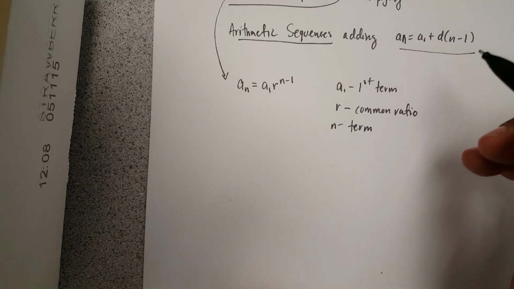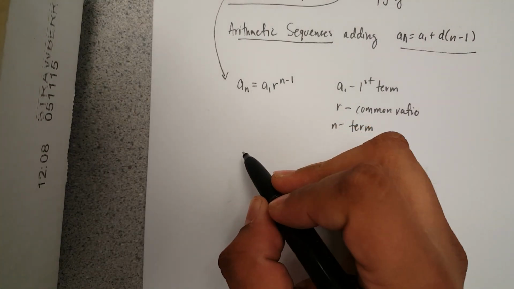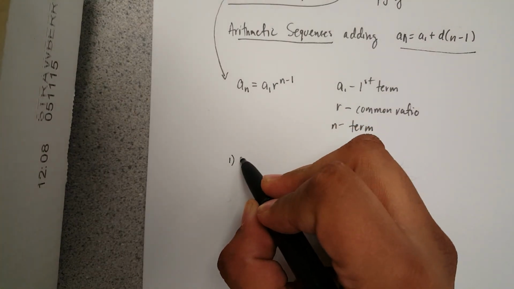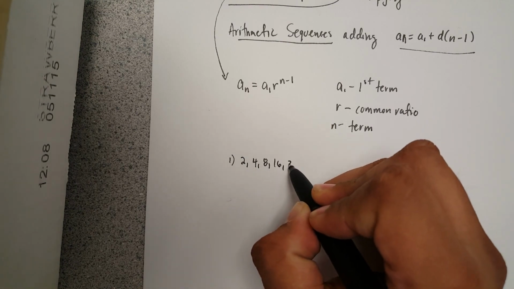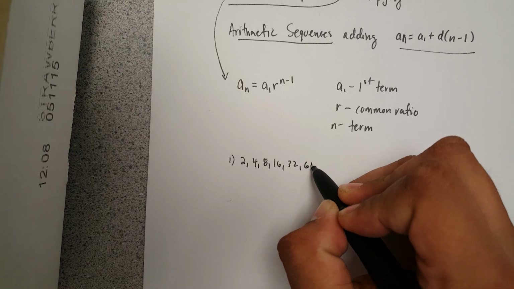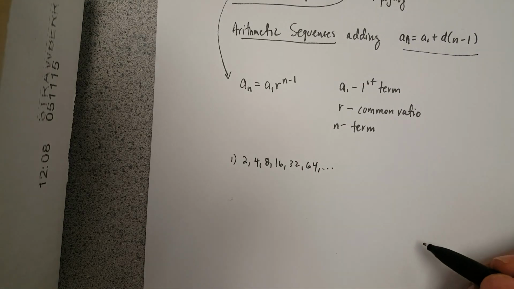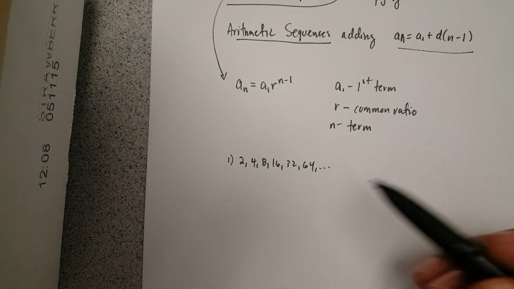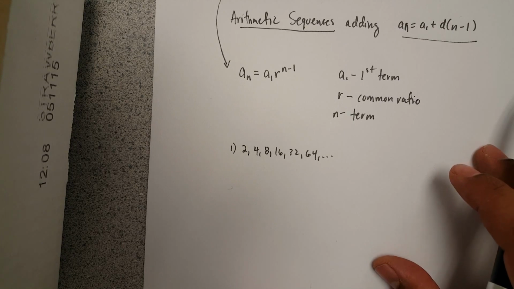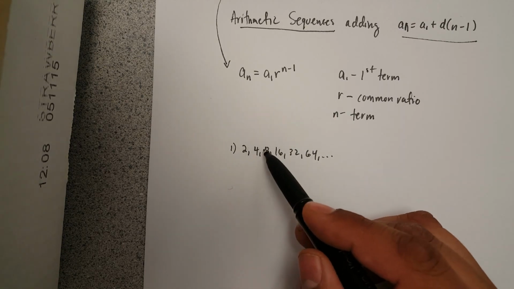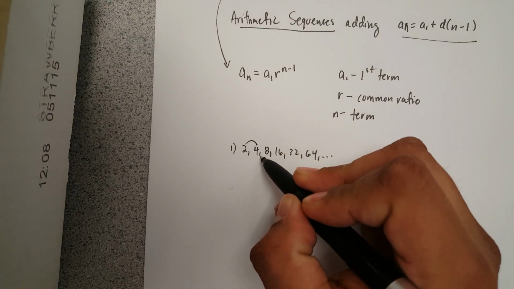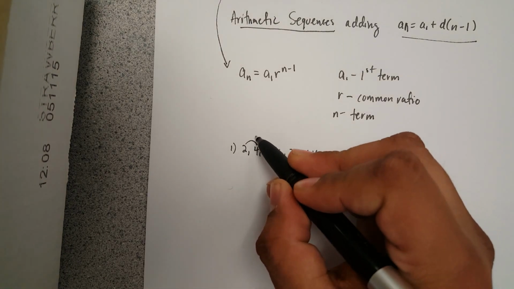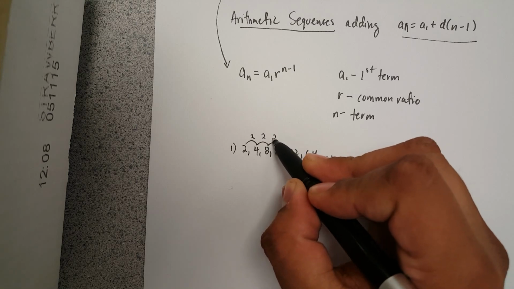Let me give you an example of a geometric sequence. We have 2, 4, 8, 16, 32, 64, and so on and so forth. This is a geometric sequence because we're multiplying one number to get to the next. I'm multiplying by 2. So 2 times 2, I get 4. 2 times 4, I get 8. And 2 times 8, I get 16.